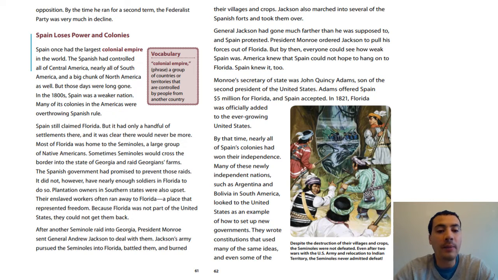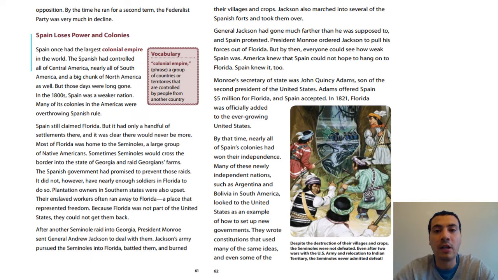After another Seminole raid into Georgia, President Monroe sent General Andrew Jackson to deal with them. Jackson's army pursued the Seminoles into Florida, battled them, and burned their villages and crops. Jackson also marched into several of the Spanish forts and took them over.